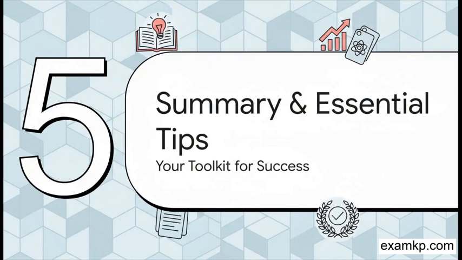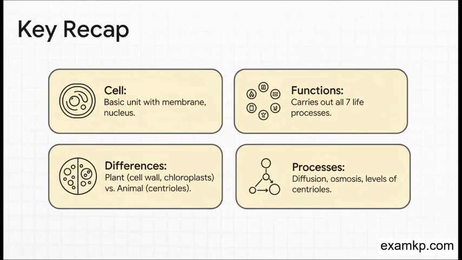Wow, you all have done so well. We've gone through the theory, we've practiced with real questions. Now, let's just tie it all together with a quick summary and some final powerful tips. This is your toolkit to carry into the exam hall. So, if you forget anything else, please remember these key things. 1, the cell is the basic unit of life. 2, it carries out all 7 life processes. 3, you must know the differences between plant and animal cells cold. And 4, understand those key processes, especially the levels of organization.